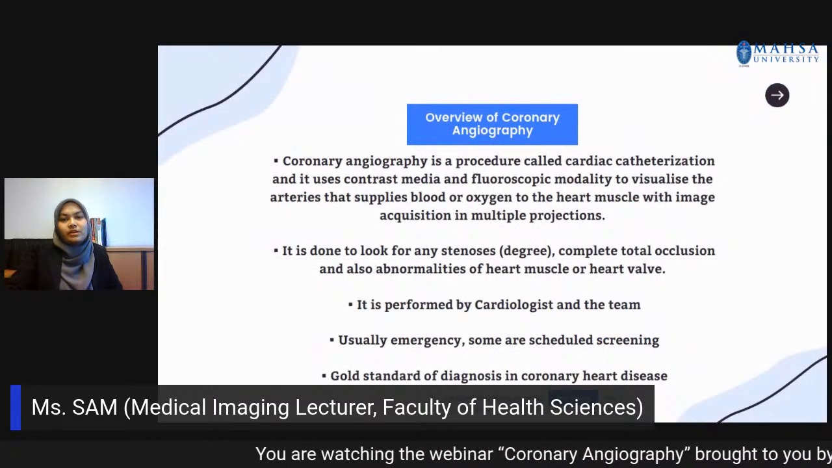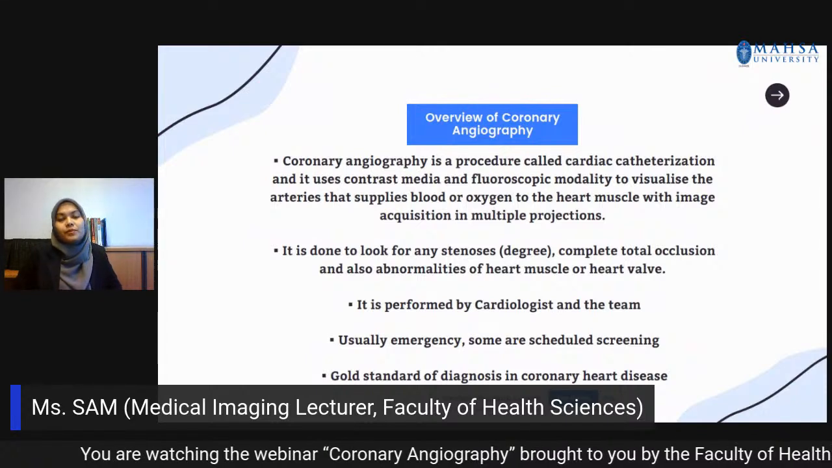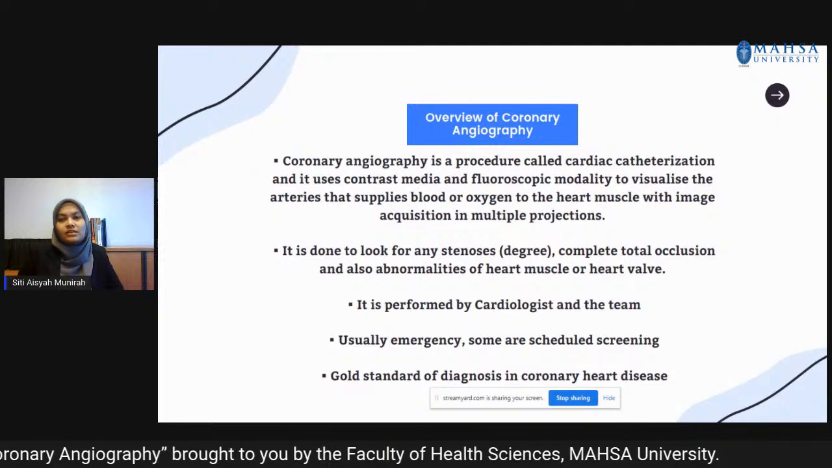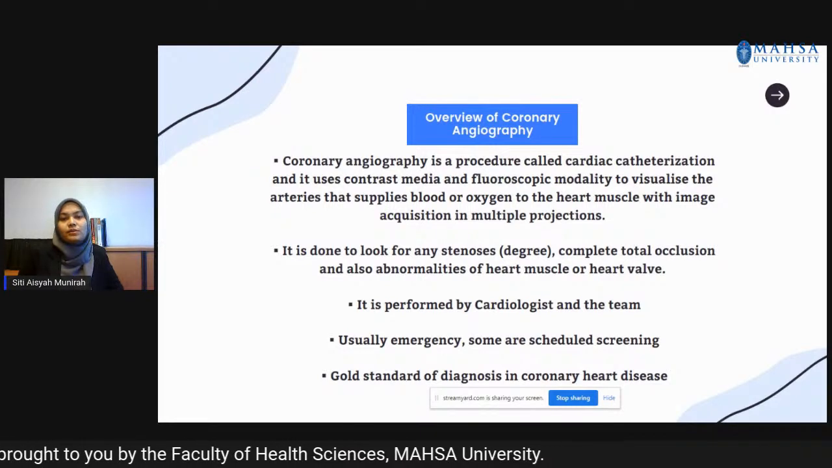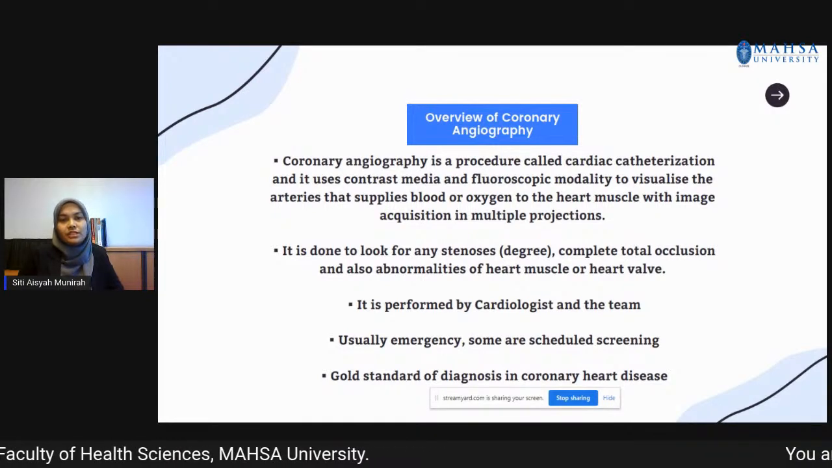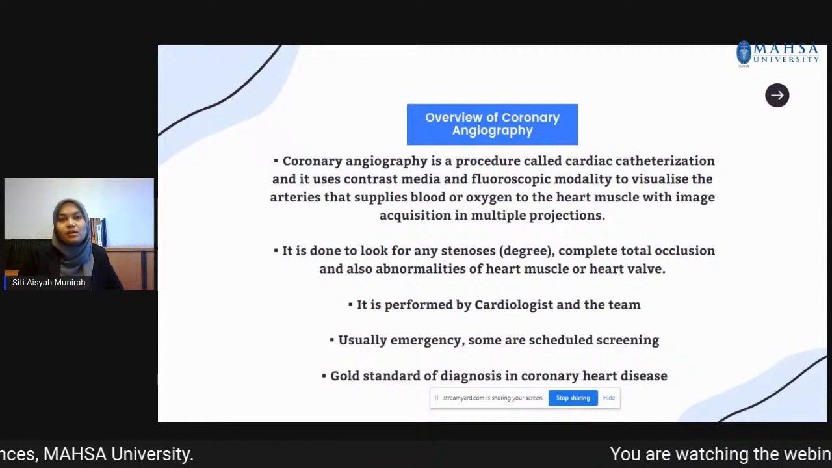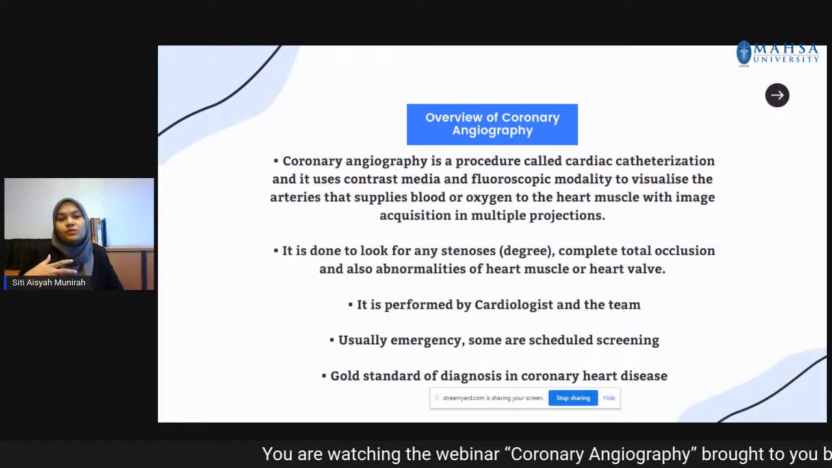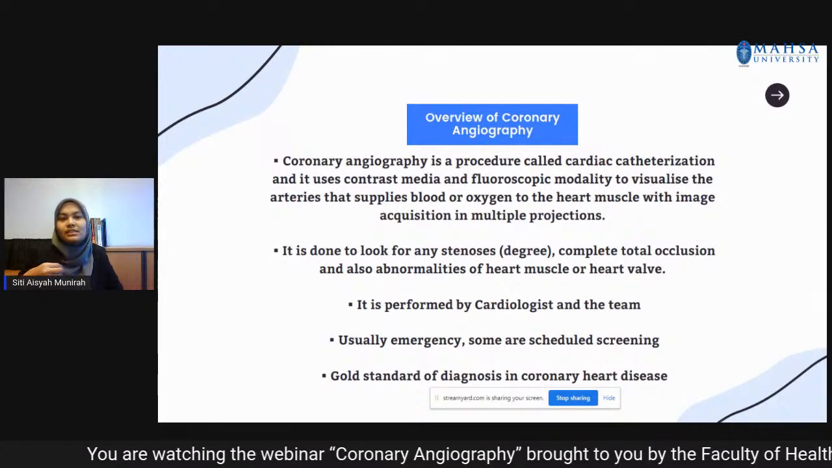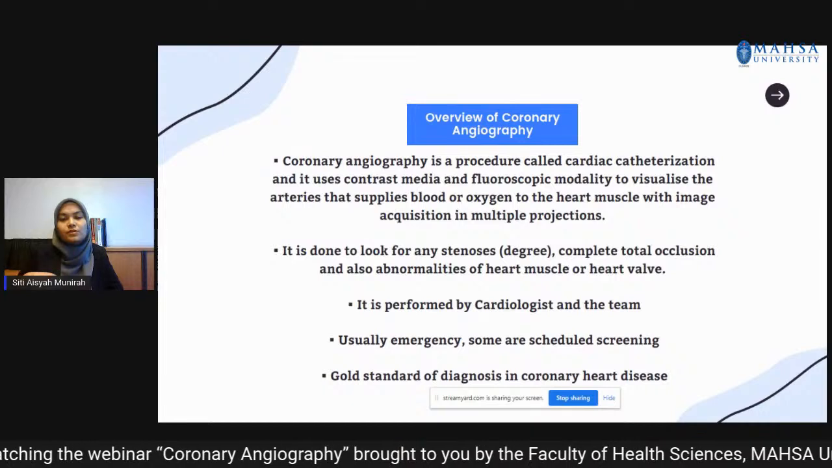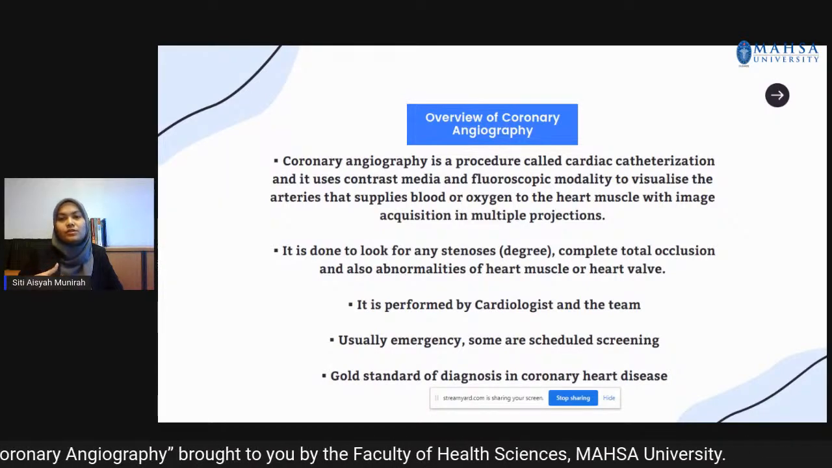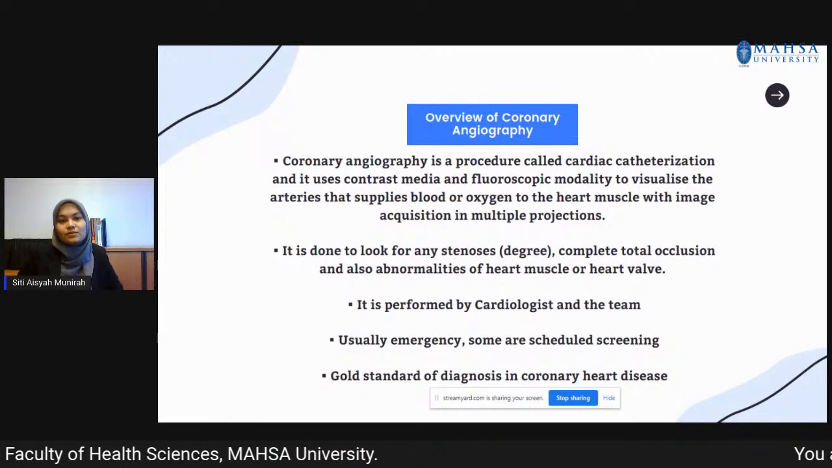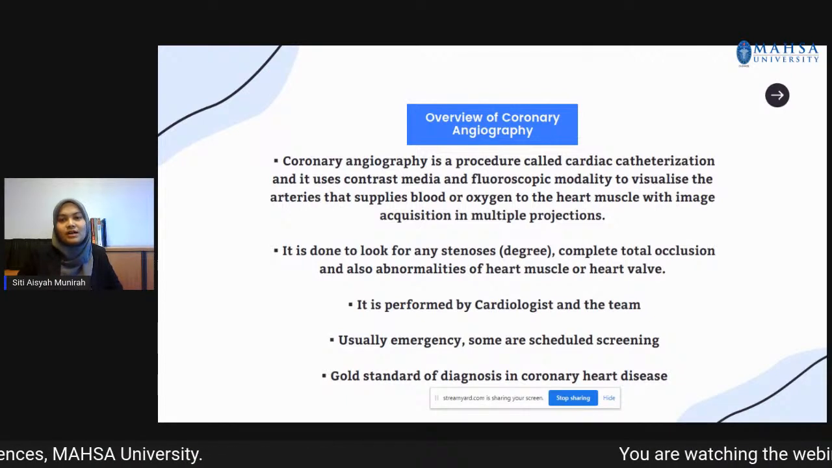So what is coronary angiography? Basically, it is a procedure called cardiac catheterization. Catheterization means the insertion of a catheter within the blood vessel. This procedure uses contrast media, which is a substance injected into the blood vessel to enhance the blood vessel in the medical images. It also uses one of the imaging modalities, which is fluoroscopy, to visualize the arteries that supply blood and oxygen to the heart muscle.